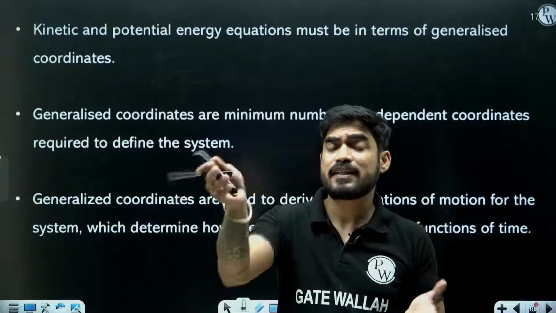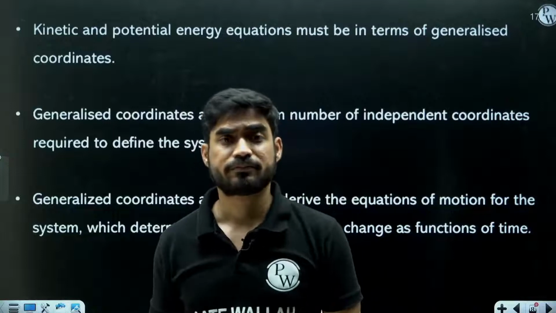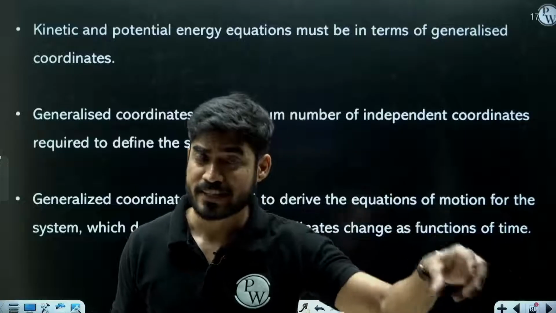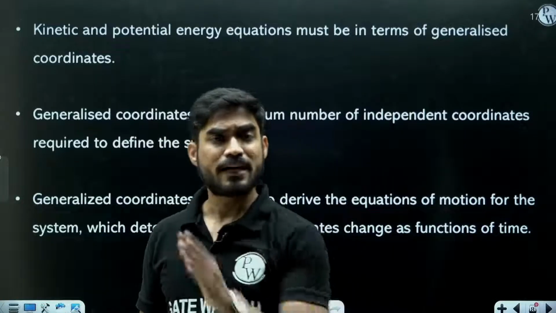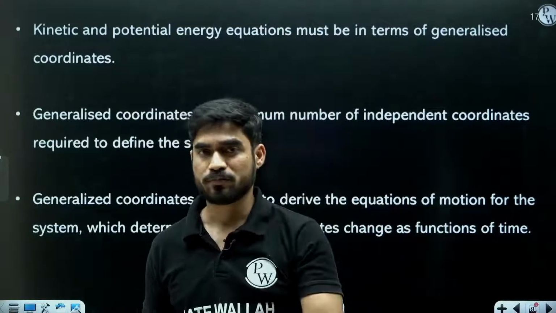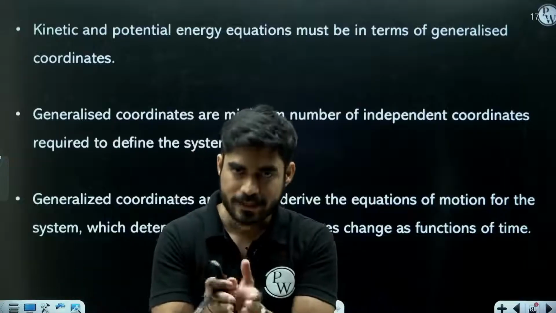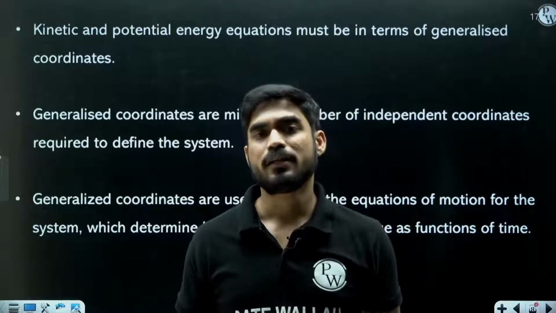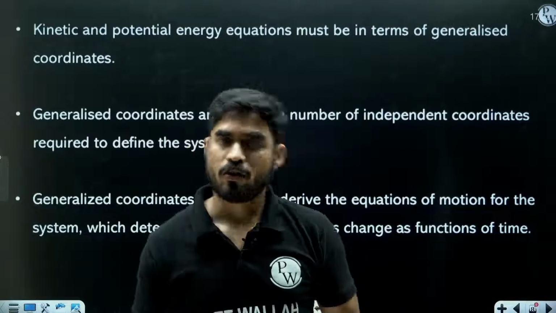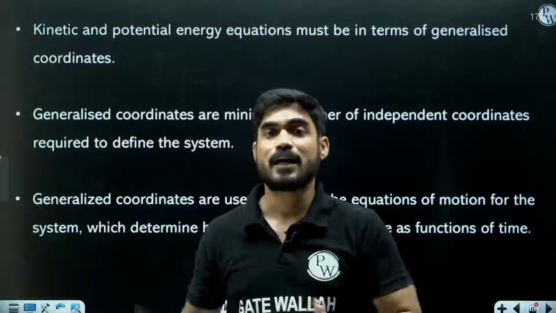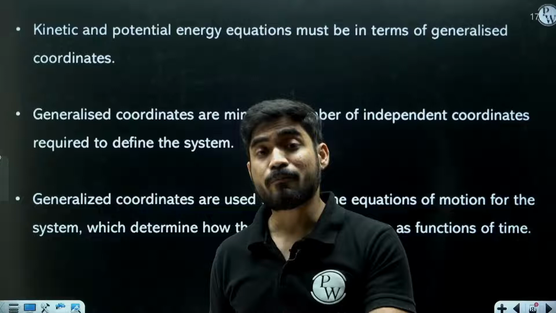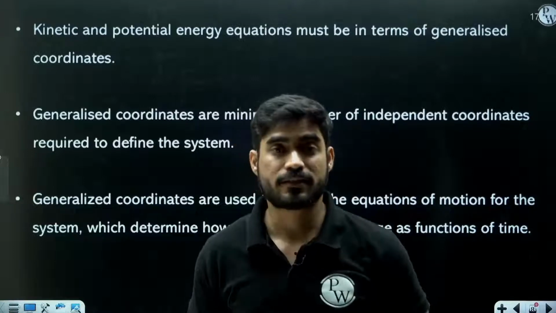Okay, now generalized coordinate means minimum number of independent coordinates. If X and theta both are connected together, then you can't write the kinetic and potential energy in terms of X as well as theta. I am not writing the kinetic energy of this body in terms of X and the rotating body in terms of theta. No. If X and theta are connected together, let's say they are related to each other, then I will have to either write the entire equation in terms of X or I will write the entire equation in terms of theta. So what do we mean by generalized coordinate? Minimum number of independent coordinates.